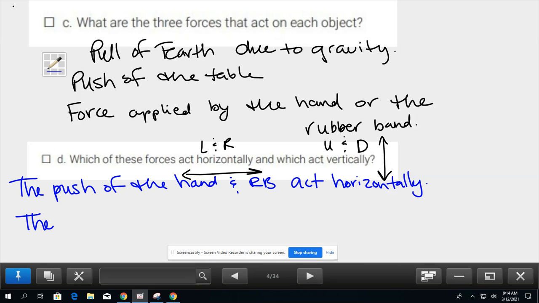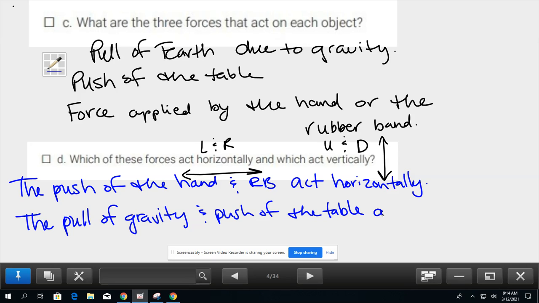The pull of gravity and the push of the table act vertically. The table is pushing everything up. Gravity's pulling everything down. That up-down motion is vertical. The push of the hand and the rubber band is acting horizontally. That's left to right. Pause the video to record your responses.